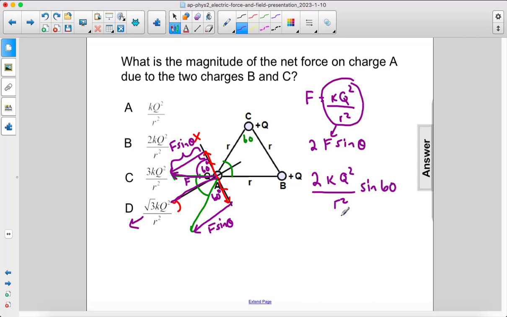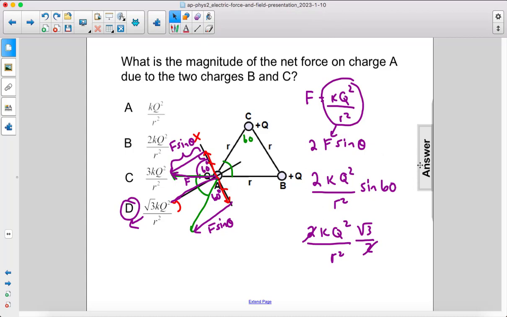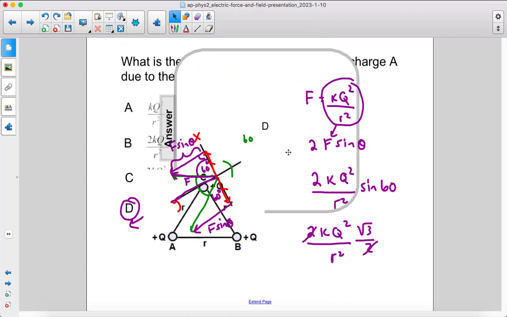Now sine 60 is the square root of 3 over 2. And so something is going to cancel out here. Yep, that 2 and that 2 cancel, giving us the square root of 3 times K Q squared over R squared. The answer is D. There we go.